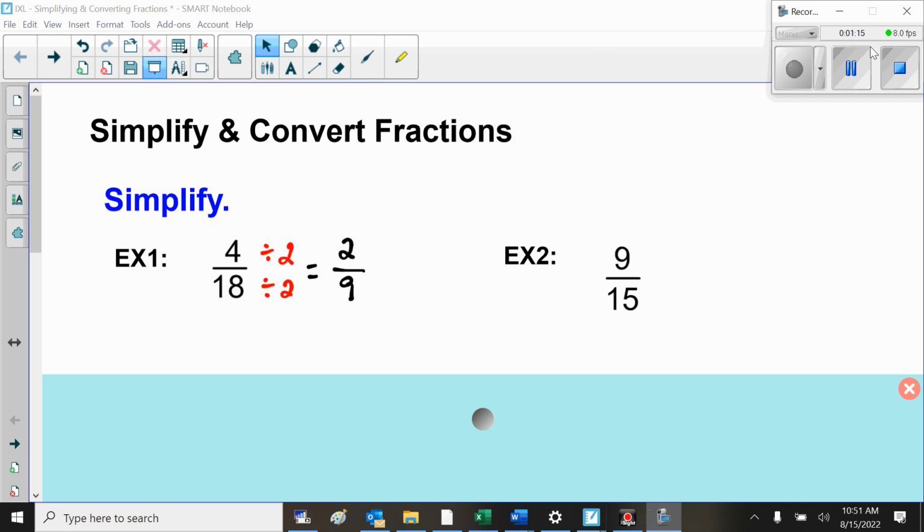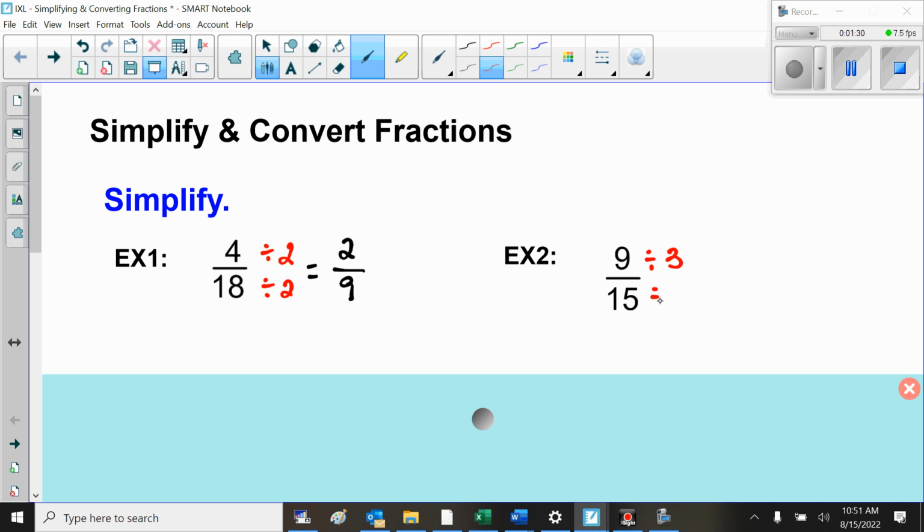So for example 2, we have 9/15. What number can I divide into the 9 and the 15? Divide by 3. So we're going to show that we're going to divide by 3 in the numerator and the denominator. And now we have 9 divided by 3 is 3, and 15 divided by 3 is 5. And there is my simplified fraction.